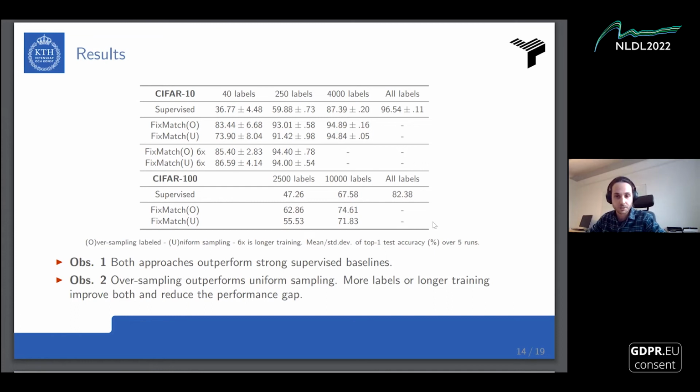However, we see that that depends a lot on how many samples we have labeled and also how long of a training we allow. When we have more labels or longer trainings, the gap in performance between both sampling approaches is greatly reduced.